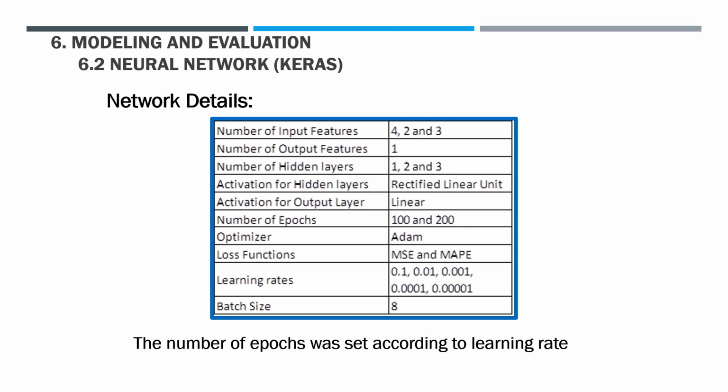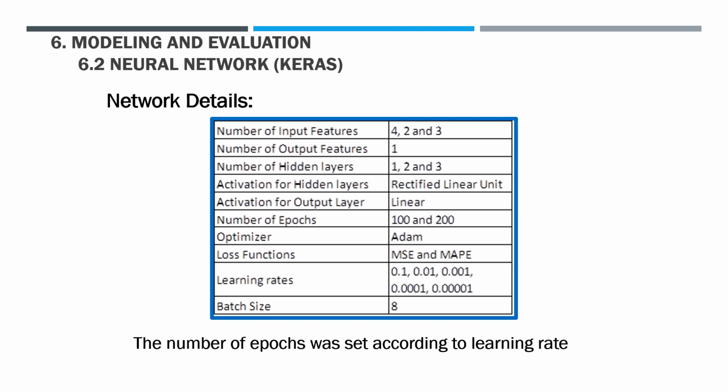Then number of epochs was set to 100 and 200 depending on the learning rate. An epoch is one full cycle of the whole data set through the model. So if the learning rate is low, that is the rate at which the model adapts, then to reach the desired loss or accuracy, we need more epochs. So the lower the learning rate, the more epochs were used.